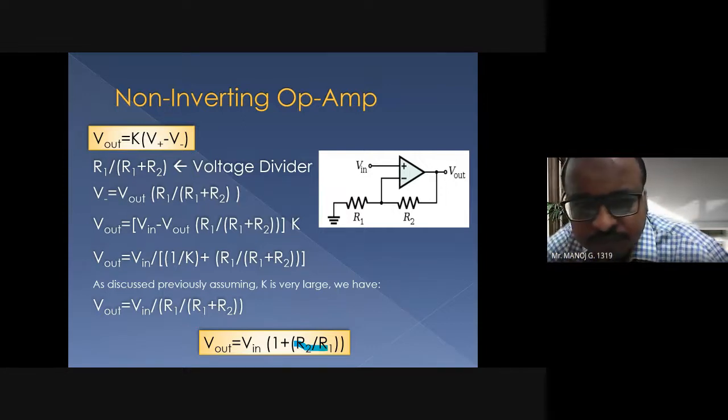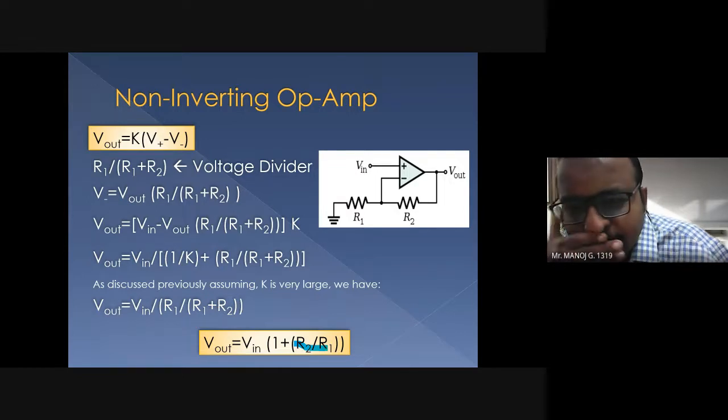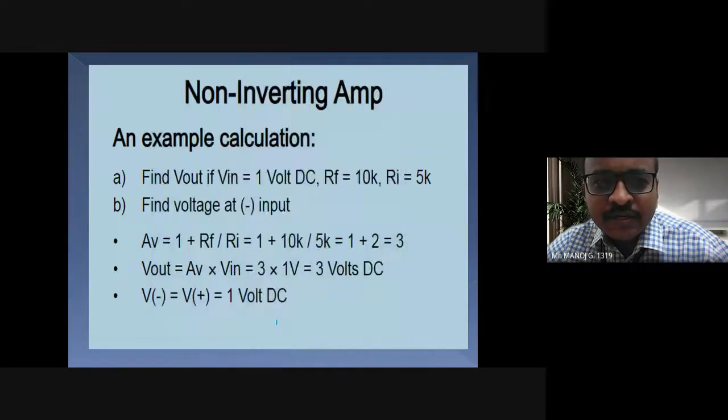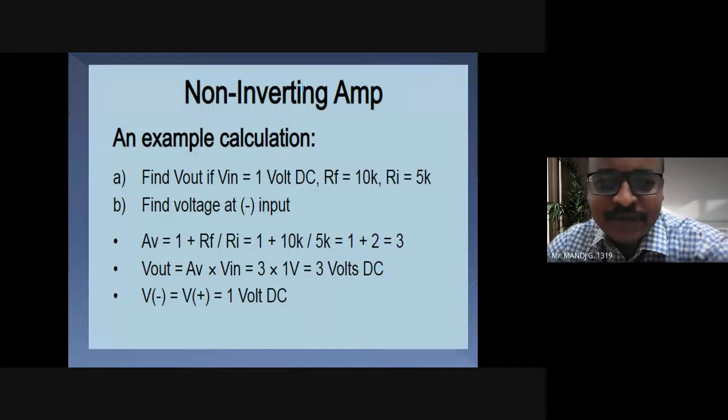R2 by R2 plus R1 won't come. Joel? Okay, fine. You end up over here, right? And then for the inverting terminal, now calculate. I think I've given you the answer also, right? I have given you the answer.